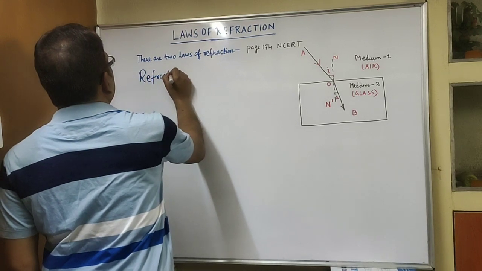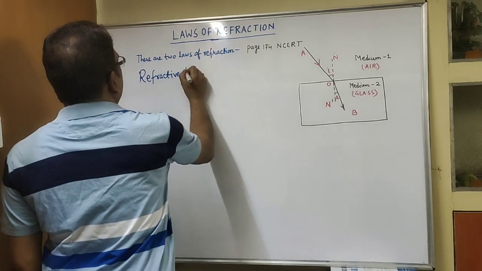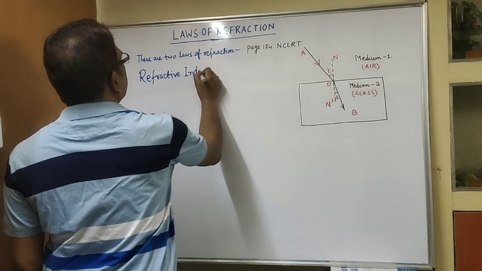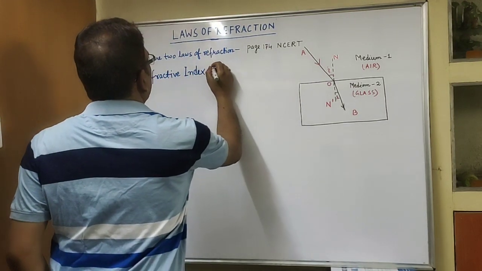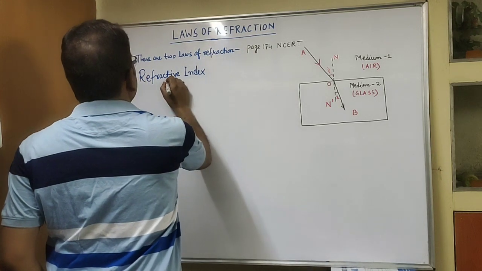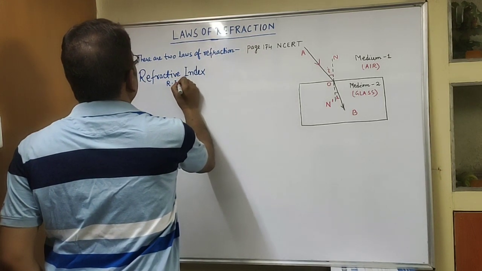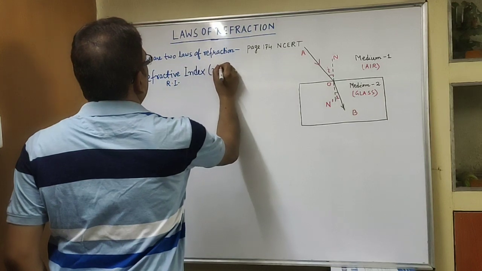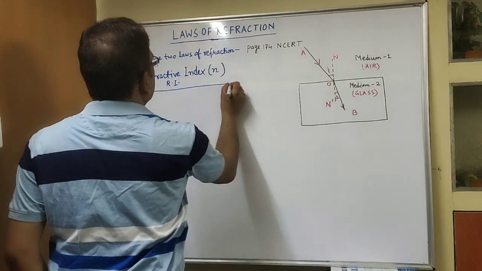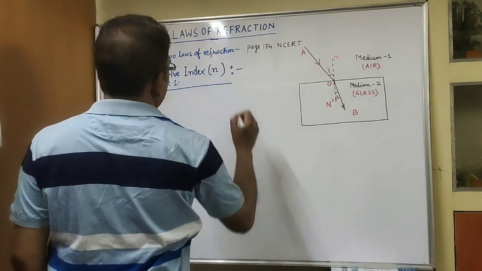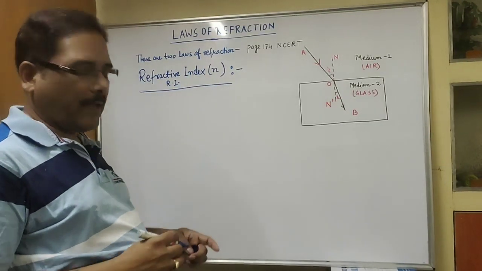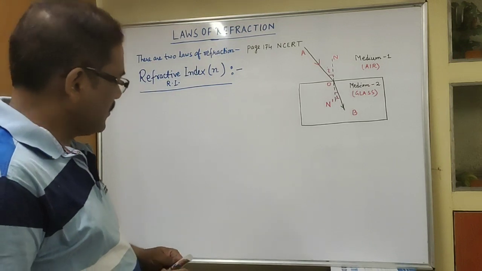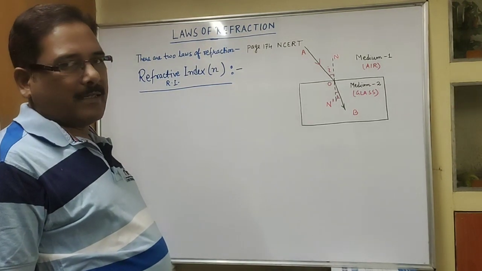Refractive index. In short, we can write RI also, R.I., and the symbol we will use, as given in the NCERT book, is that we are representing refractive index by this small letter n. So what is the refractive index?